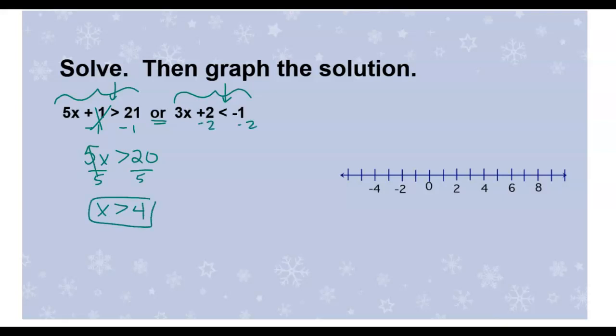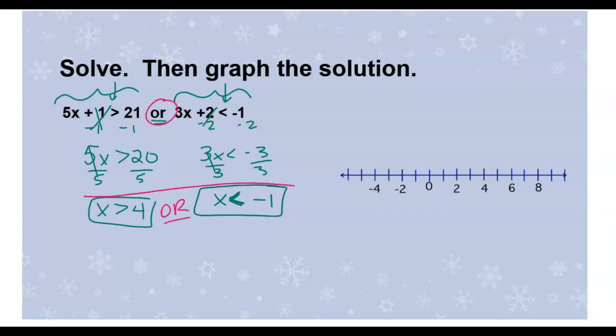And for this one, we're going to subtract 2 and divide by 3. That's just a less than, that's not "or equal to." All right, now our final answer has to have the "or" in it. It's what we started with, we need to end with it.